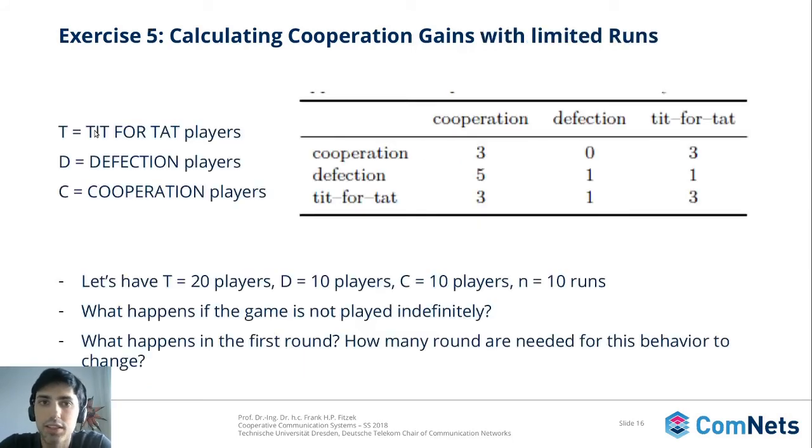Okay, so now let's also calculate the cooperation gains with limited runs. For this, let's say we have 20 tit for tat players, 10 defection players, and 10 cooperation players, and let's suppose we have 10 runs. What would happen if the game is not played indefinitely? And what happens in the first round? How many rounds are needed for this behavior to change?